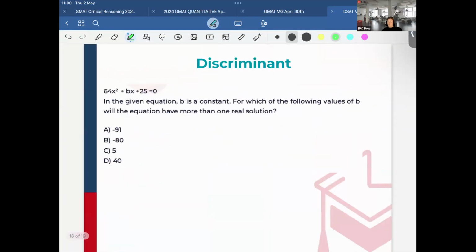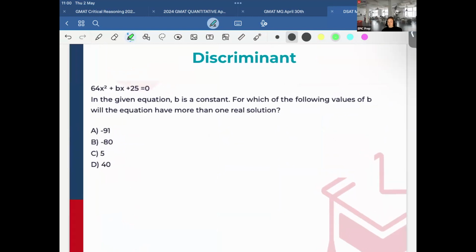Okay, so basic question, and I always know it's a discriminant because in addition to x, there's an additional variable. And then it says in the problem, in this case, in the given equation, b is a constant. For which of the following values of b will the equation have more than 1 real solution? Okay, so this is saying that my discriminant, b squared minus 4ac, should be greater than 0 because it's more than one, two real solutions.